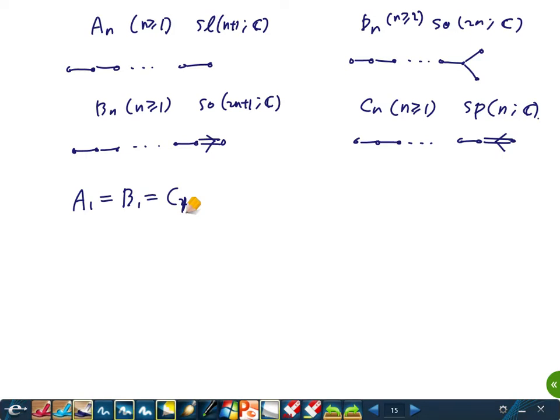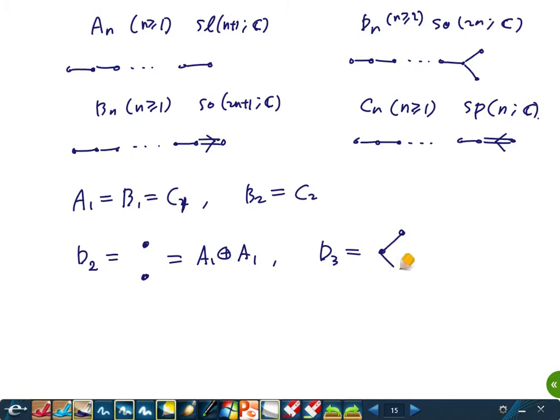A1, B1, C1, they're all just one dot. And B2, I told you already, is the same as C2. What about D2? D is not defined for n equals 1, but D2 is only 2 vertices. So it's like this, without a third vertex. So it's really A1 direct sum A1. So D2 is not irreducible. But what about D3? I already mentioned this is A3.